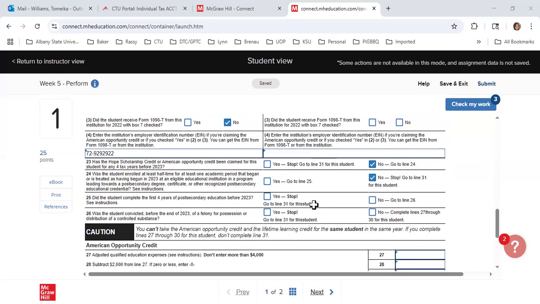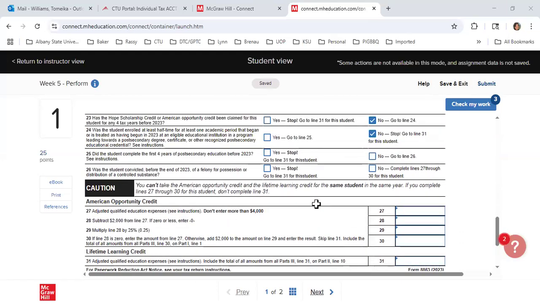All right, so now we're going to go down, and the last thing to do on this form is to put our tuition here on line 31, which was $775. Confirm that you have this, and from there, we're going to go to Schedule 3.